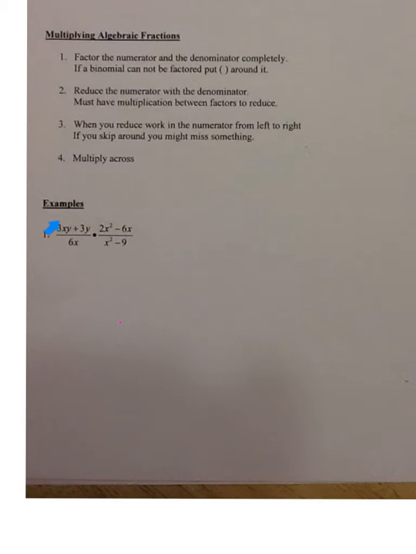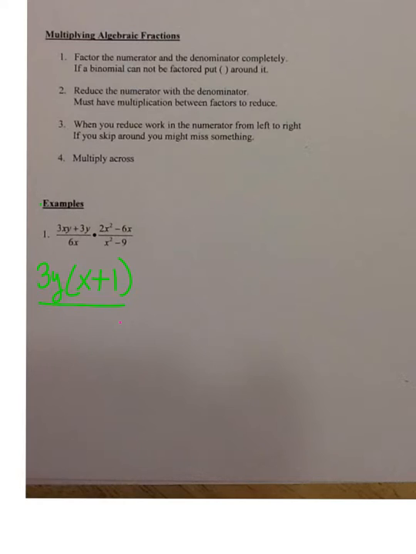So number 1 here, I have 3xy plus 3y over 6x times 2x squared minus 6x over x squared minus 9. So I notice here in the numerator there is a GCF, and that GCF is y. So I factor out the y. Sorry, the GCF is not just y, it's actually 3y. So the GCF is 3y here. So 3y times x plus 1.